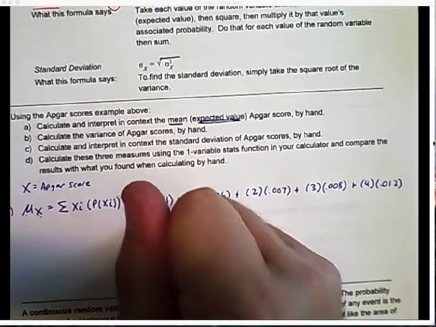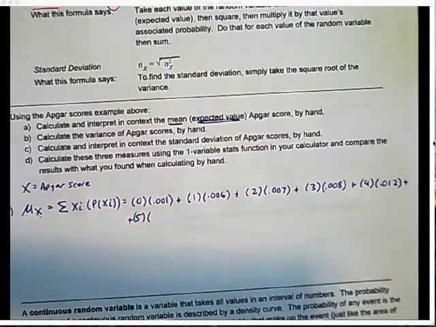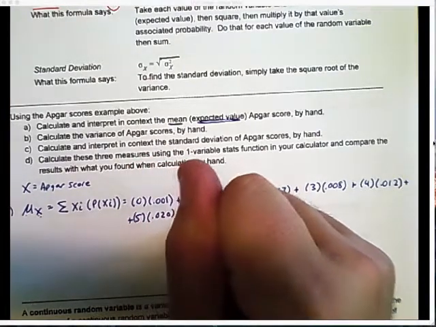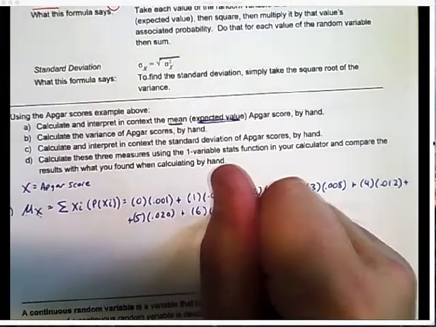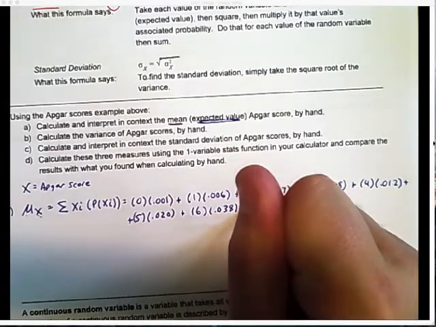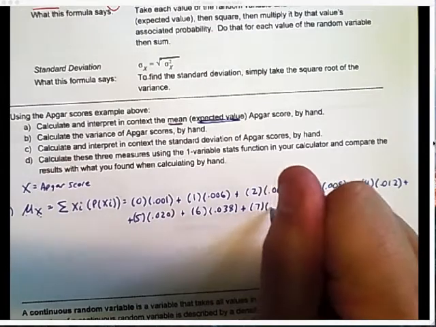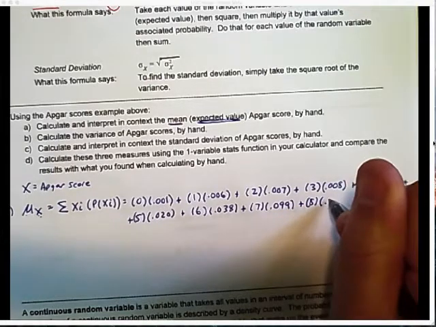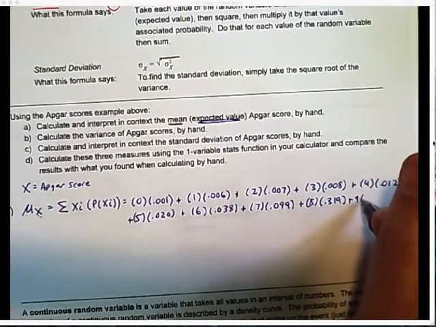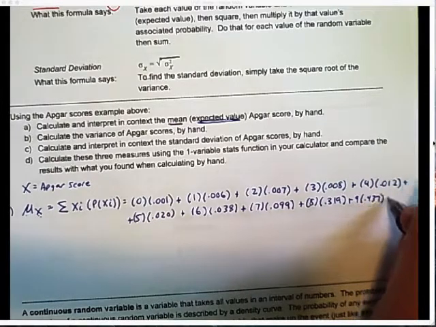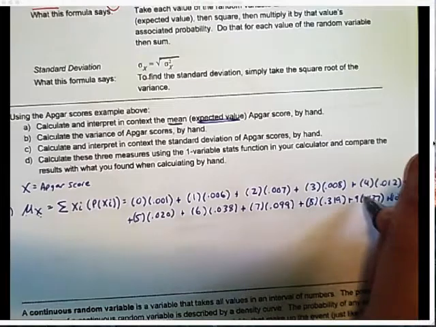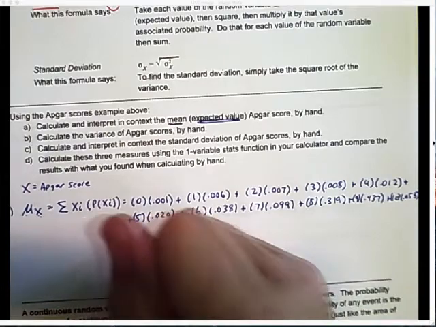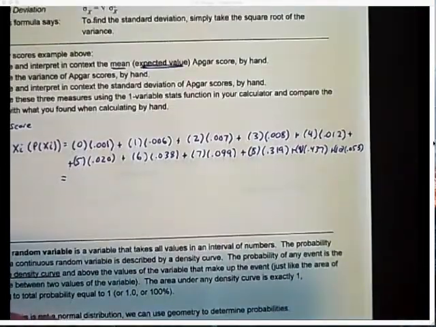plus 5 times 0.020, plus 6 times 0.038, plus 7 times 0.099, plus 8 times 0.319, plus 9 times 0.437, plus 10 times 0.053. So go ahead and do that on your calculator.